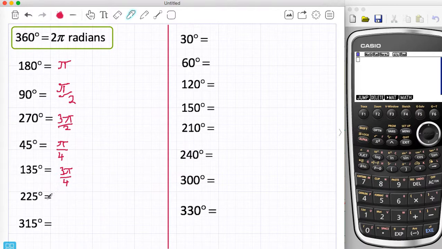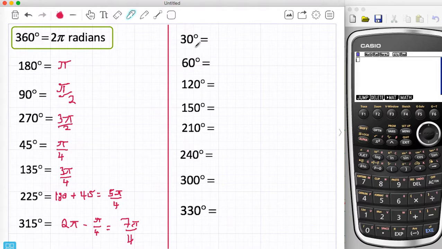Now we start getting a little bit more complicated here, but 225 is 180 degrees add 45 degrees. So it's the quarter and whole one giving me 5 pi over 4. And 315 is 360 degrees take away pi over 4. So instead of saying that this is 360, which is 2 pi, I'm going to take away a quarter pi, which is pi over 4, and this gives me 7 pi over 4.